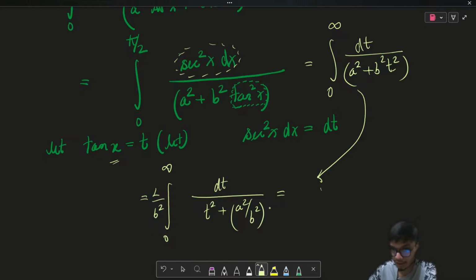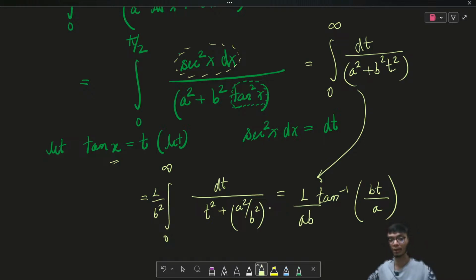And therefore, the solution is basically tan inverse of bt upon a, and then we will have the constant part, which is basically going to be 1 upon ab, right? Because there will be b by a coming over here, which will become 1 upon ab, and then we have to put the limit, which is going from 0 to infinity.